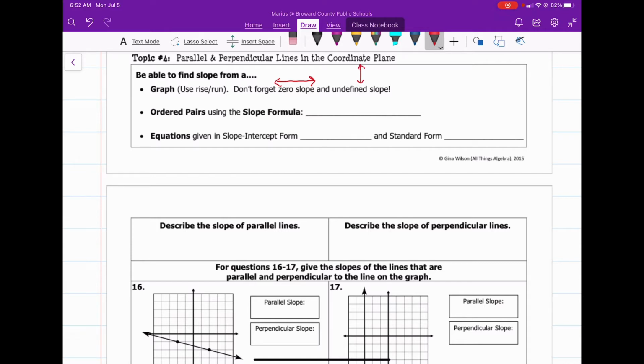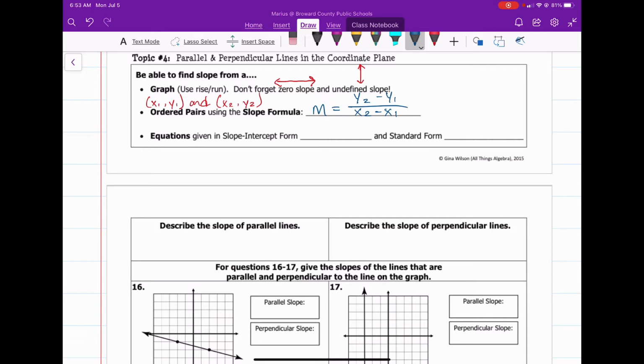Now, if they give you ordered pairs, for example, x1, y1 and x2, y2, you should be able to use the slope formula, m equals y2 minus y1 divided by x2 minus x1, to find the slope.